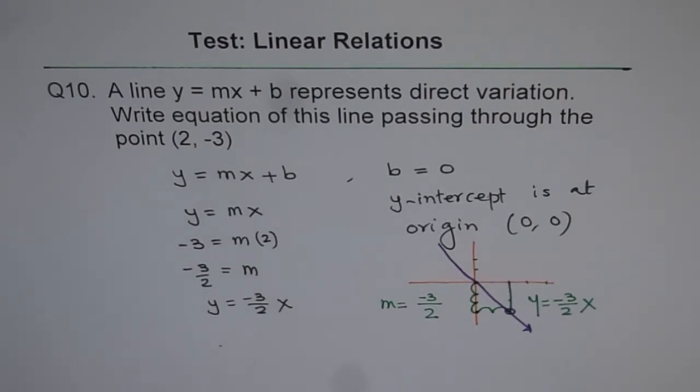I hope with this you understand what direct variation is, how we can write the equation of a line showing direct variation and going through a point, and we also understand now how a direct variation will intersect with other types of lines.